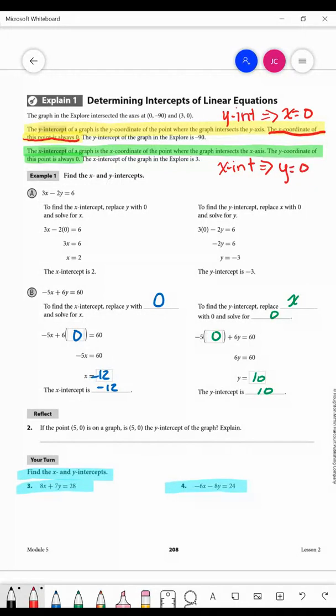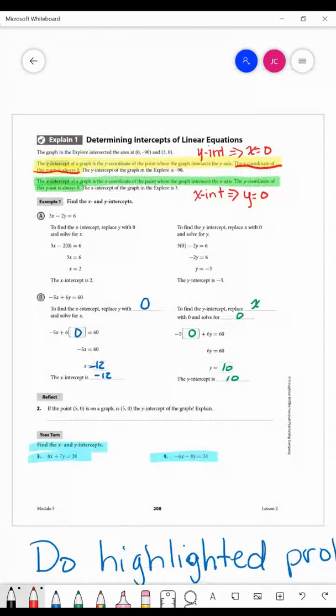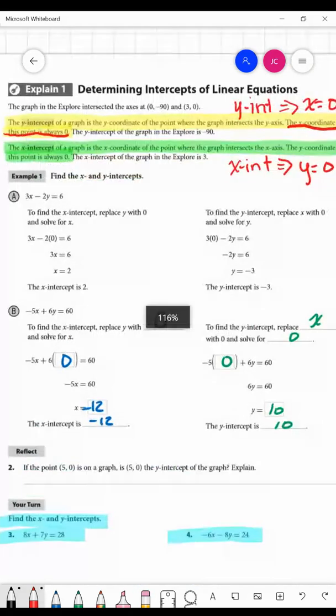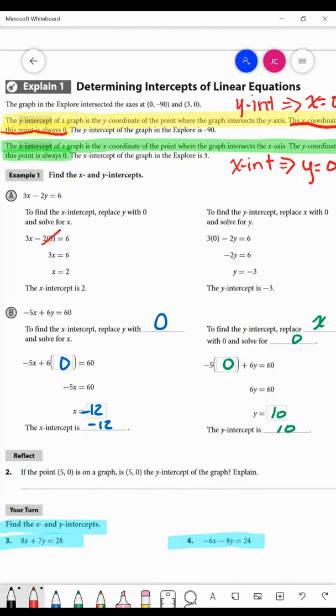So that's very important. Those are two different, very distinct pieces of information, and they will help us even if we don't know a second point. If we know the y-intercept, we have a second point. We'll see those later. So they're showing us 3x minus 2y is 6. If we replace y with 0 and solve for x, we end up with 3x equals 6, divide by 3, and we end up with 2. So that's how they got that answer.